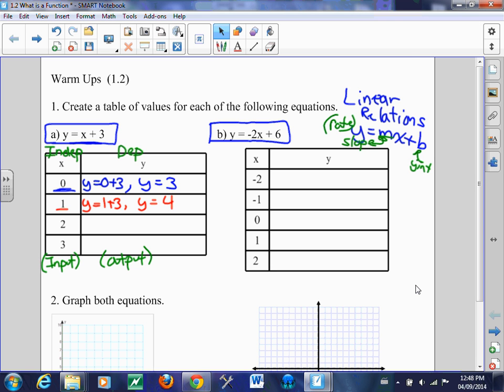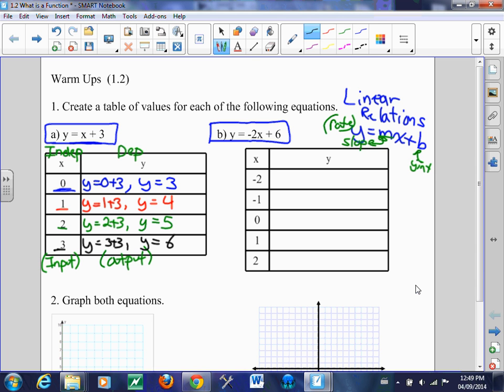In the next one, ladies and gentlemen, we're going to replace x with 2. So it's going to be y equals 2 plus 3, so y equals 5. And in the last one, we're going to let x equal 3. So it's going to be y equals 3 plus 3, and y equals 6. So ladies and gentlemen, this is just the rough work that you can put down if you need to. But when you are asked to complete a table of values, as long as you give me the answers, which are right here, I'm okay with that.